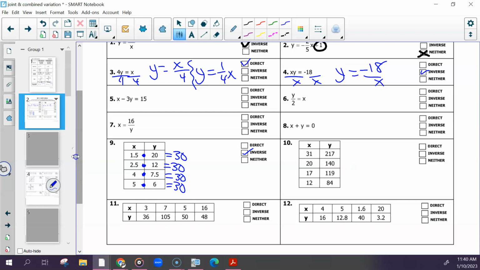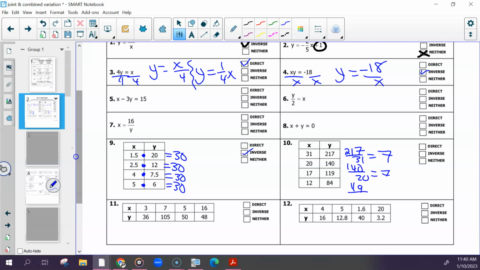Yeah, let's try and divide it. So 217 and 31. Someone said 7. 140 and 20. Also 7. 119 and 17. Also 7. And then 84 and 12. Also 7. So because 7 was consistent, this is direct.